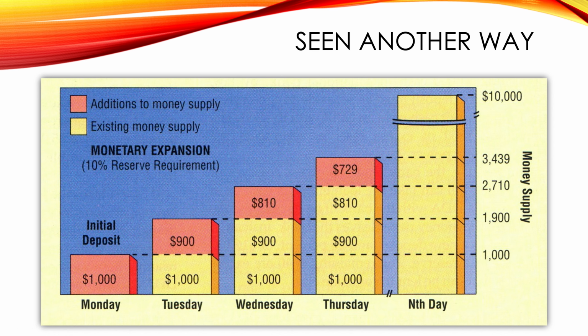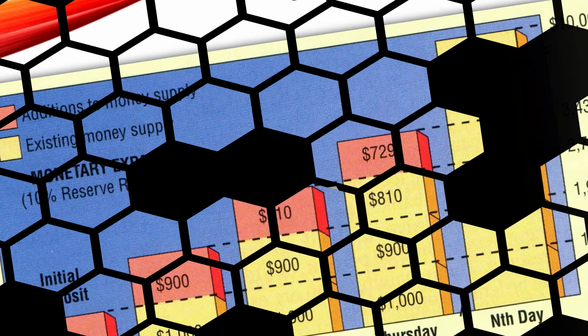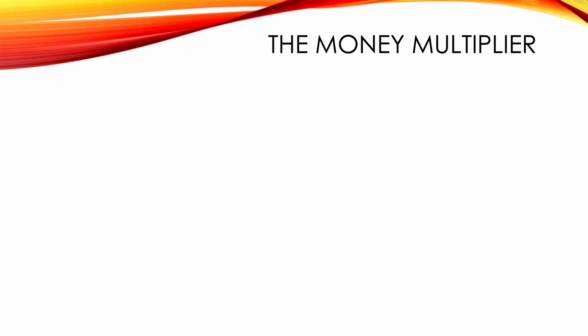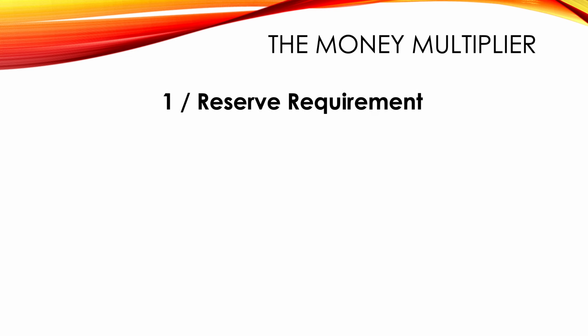Now, fortunately, you don't have to do all of that math. There's a much easier way to actually figure out how much the money supply can expand by as a result of the reserve requirement. It's something that we call the money multiplier, the simple money multiplier. And it is simple. It's just 1 divided by the reserve requirement. That gives us our money multiplier.